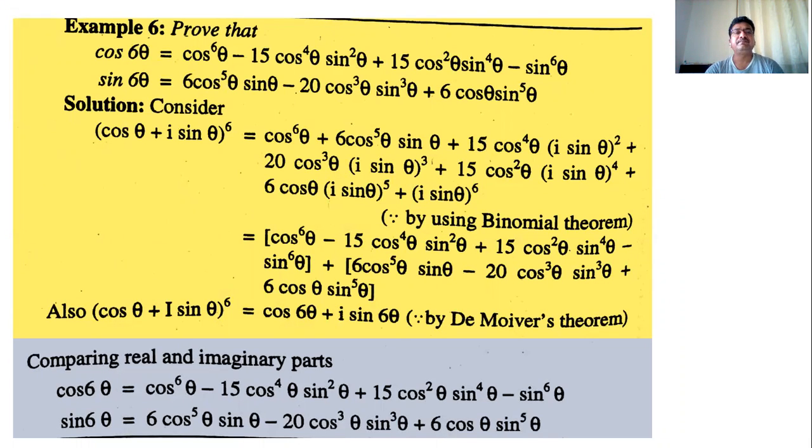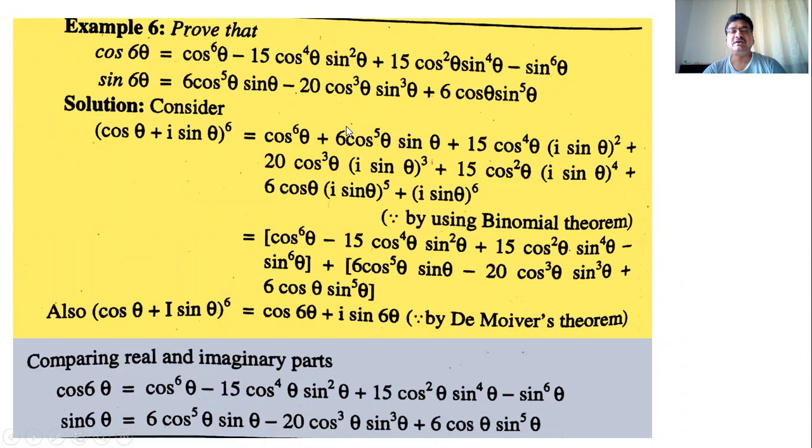x raised to 5. 6C1 is 6, and x raised to 5 means cos raised to 5, into y, which is i sin theta. Right here, i sin theta. So the next term is what? We have 7 terms in this expansion. So what is the first term? x raised to 6, that is cos raised to 6 theta.